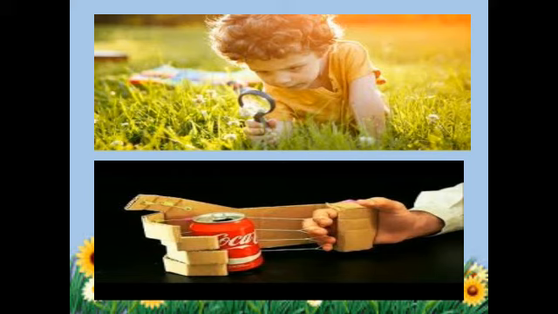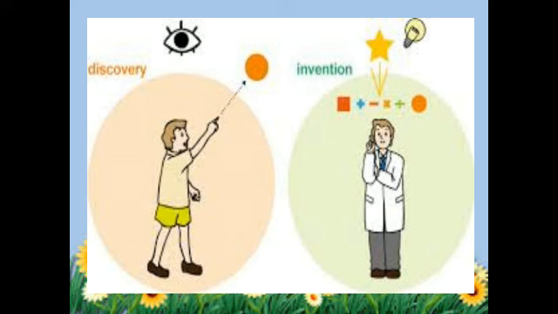So what could you understand from these two pictures? Yes, in the first picture, a boy is trying to discover something, and in the second picture, that man has invented an artificial hand to lift a tin. So the first picture represents discovery, the second picture represents invention, right? Could you say the difference between discovery and invention, children?